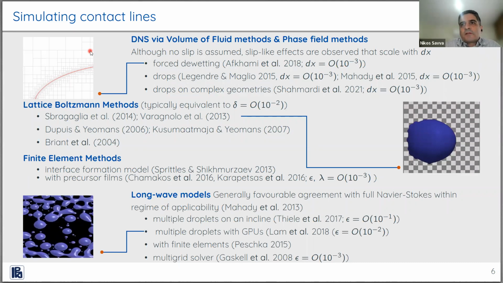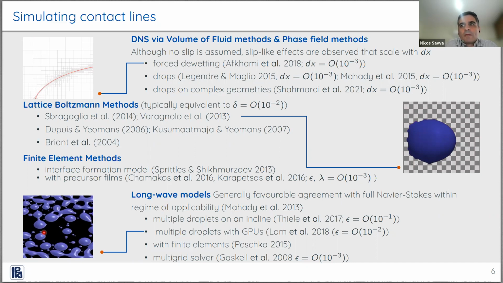An attractive alternative that has been invoked is the use of long-wave models, which generally exhibit favorable agreement with Navier-Stokes within the domain of applicability. I'm going to talk about it later. Here I'm just showing the result of a simulation with multiple droplets with GPUs.